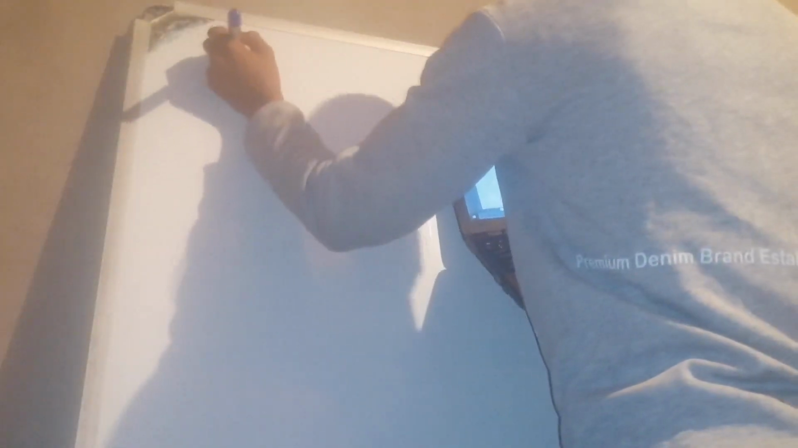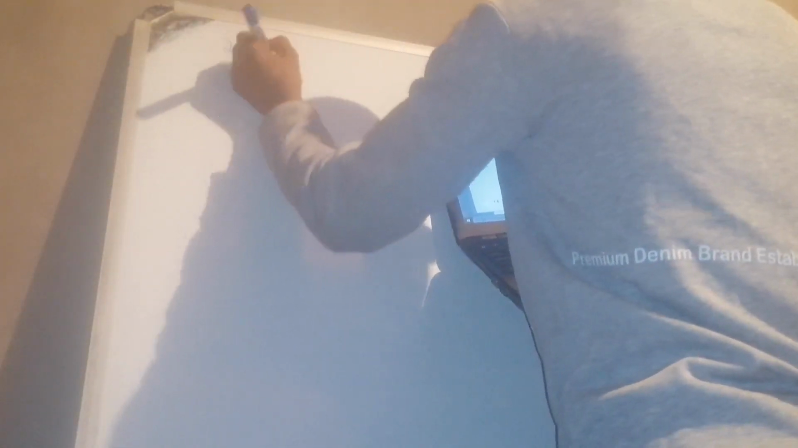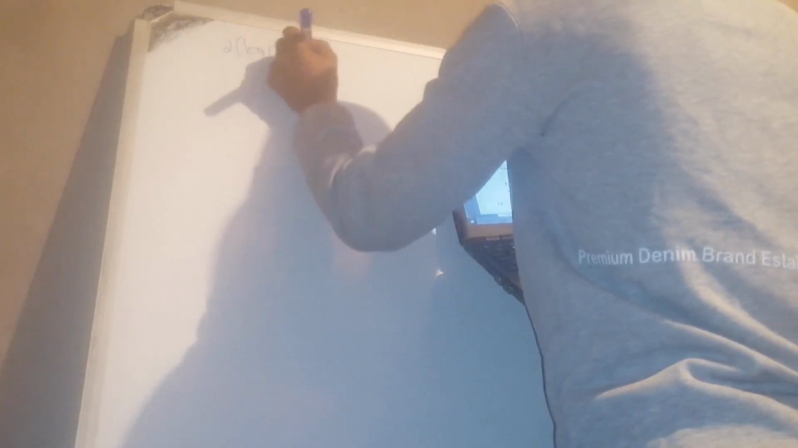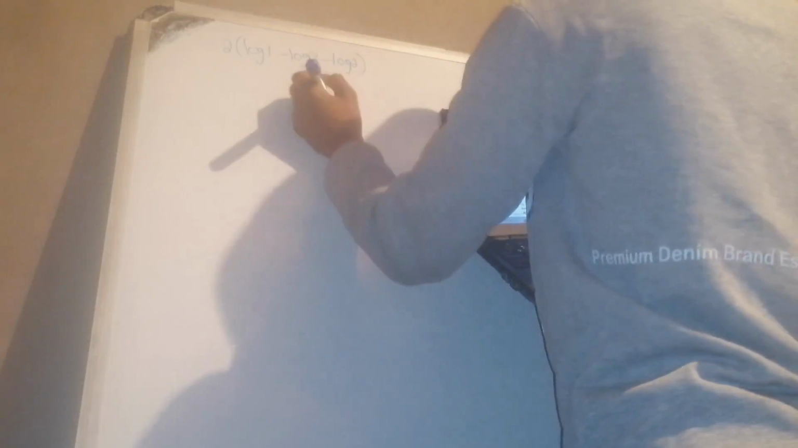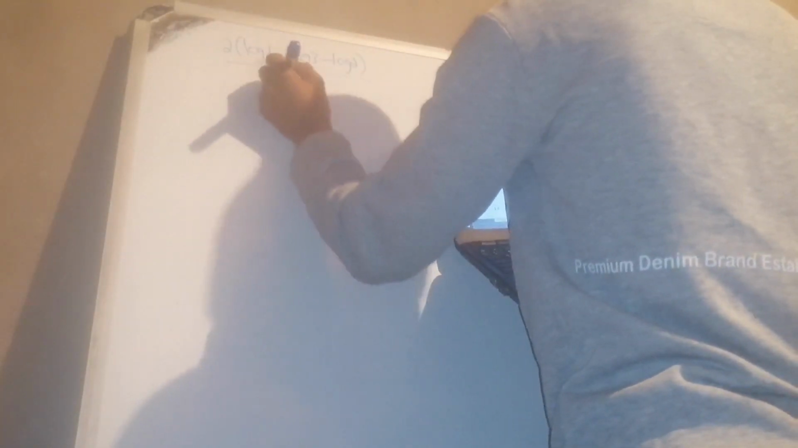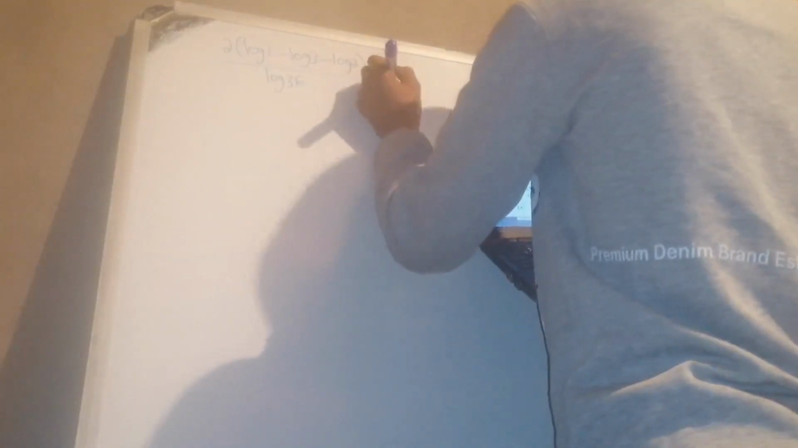They say to us, we should prove that log 1 minus log 3 minus log 2, all being divided by log 36, the answer is negative 1. 5 marks for that. We should prove that. Okay.